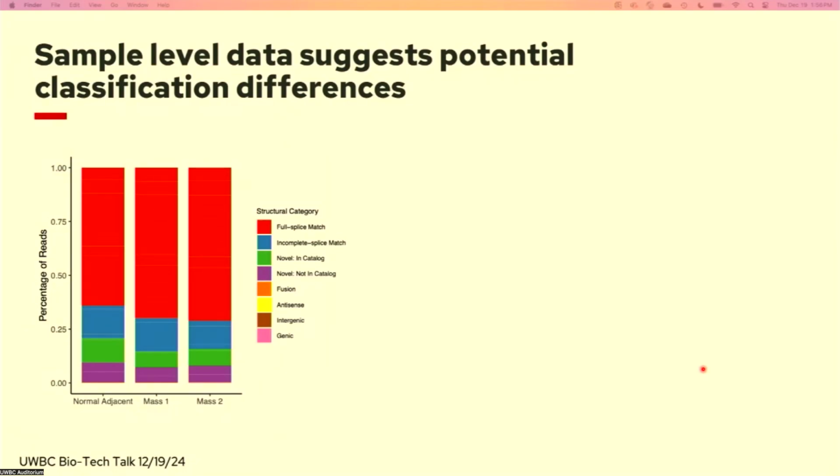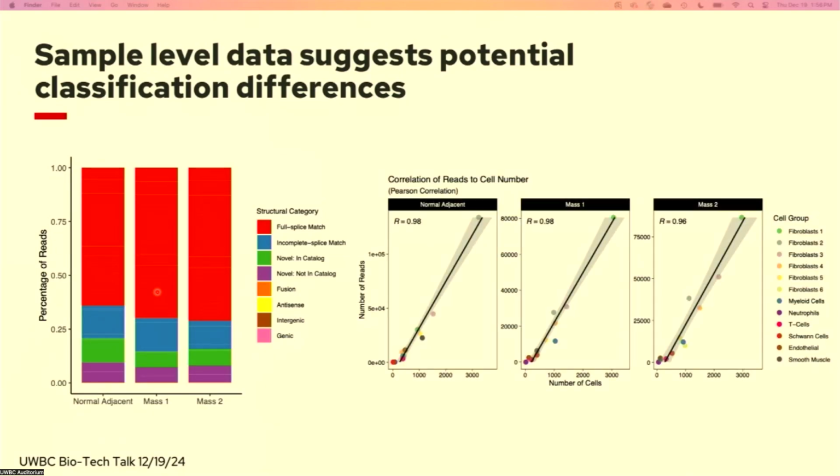We looked at the classification of the samples as an aggregate, so just the normal adjacent versus the mass 1 and mass 2. And we did see a slight difference based on this novel in catalog classification. We were a little bit surprised to see that our references were higher in mass 1 and 2. But these were single cell experiments, so we wanted to look at them at a cell cluster level.